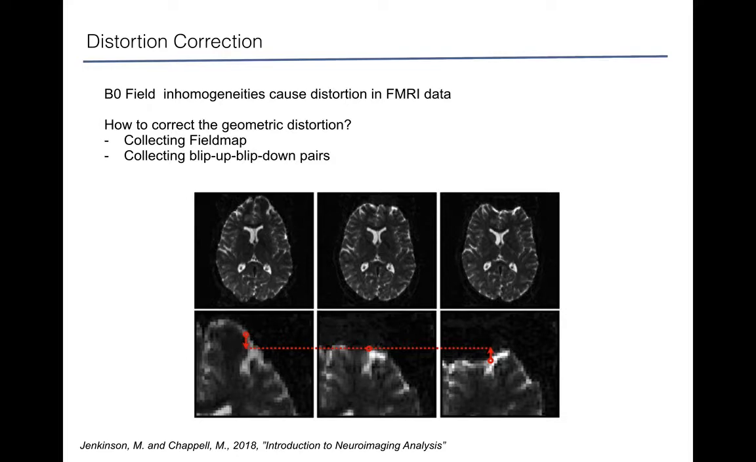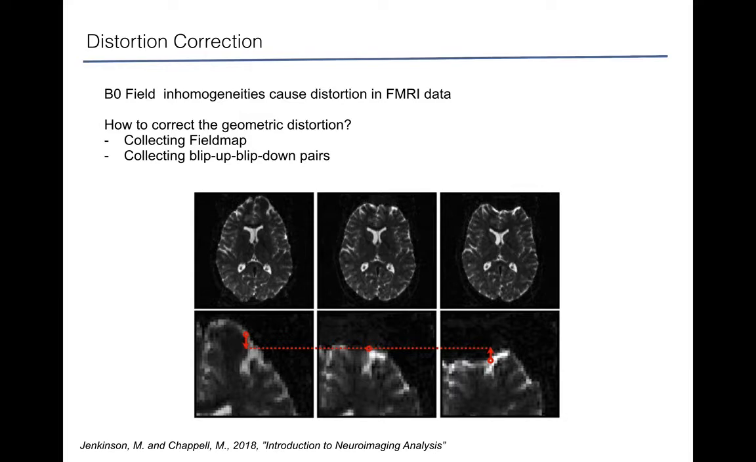So for each subject within the scan, we can collect some additional scans, for example, by collecting a field map, or by collecting some blip up, blip down pairs, basically just collecting data in different phase encoding directions. There are algorithms to correct for this geometric distortion.